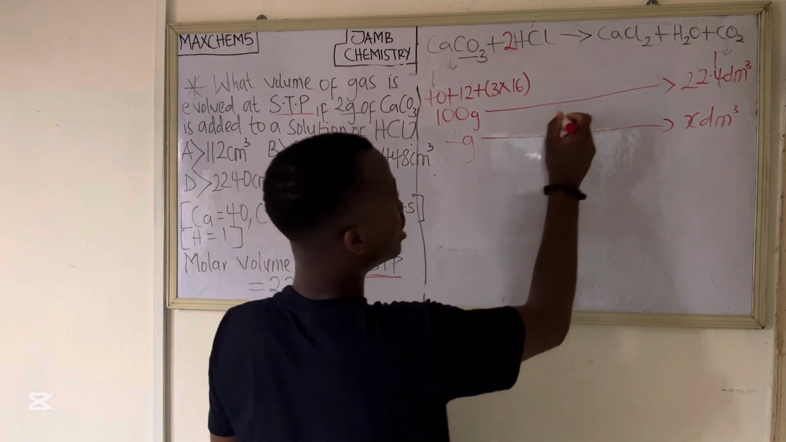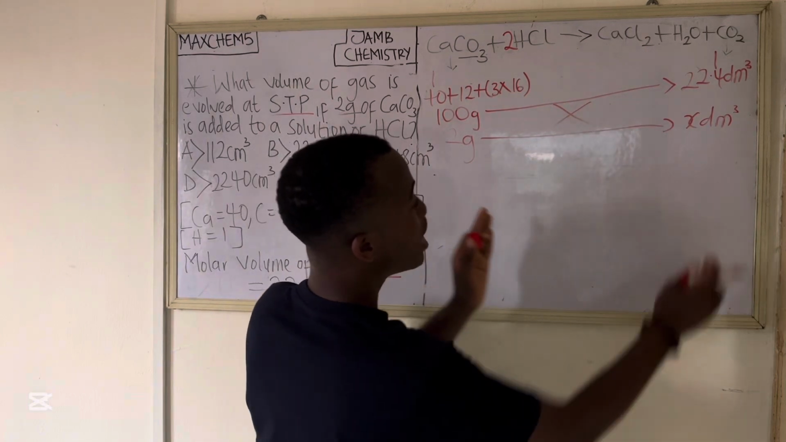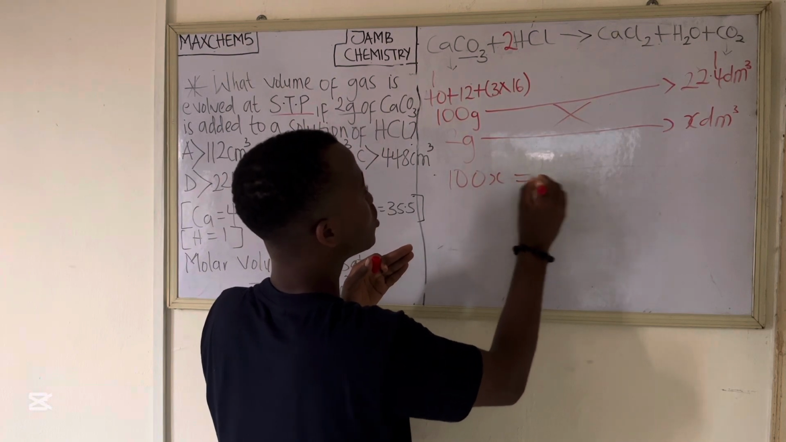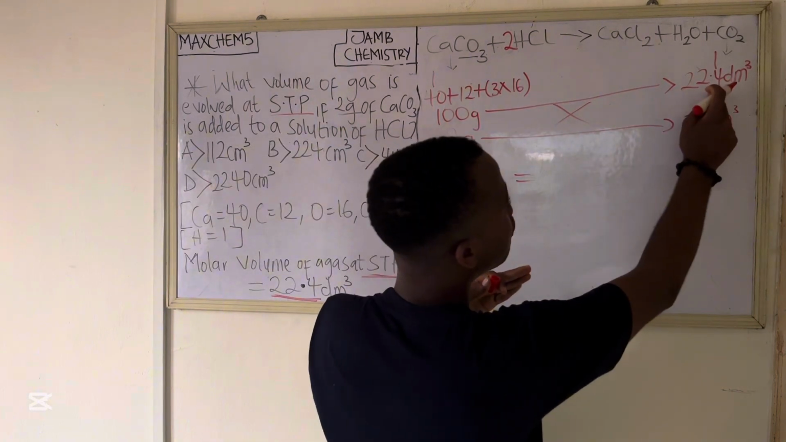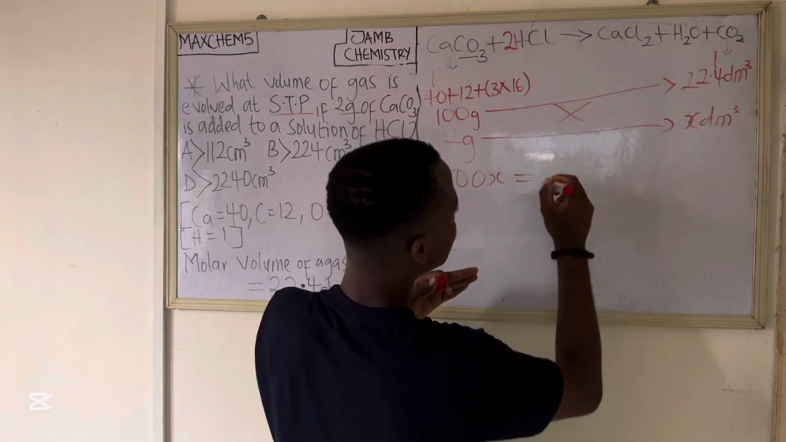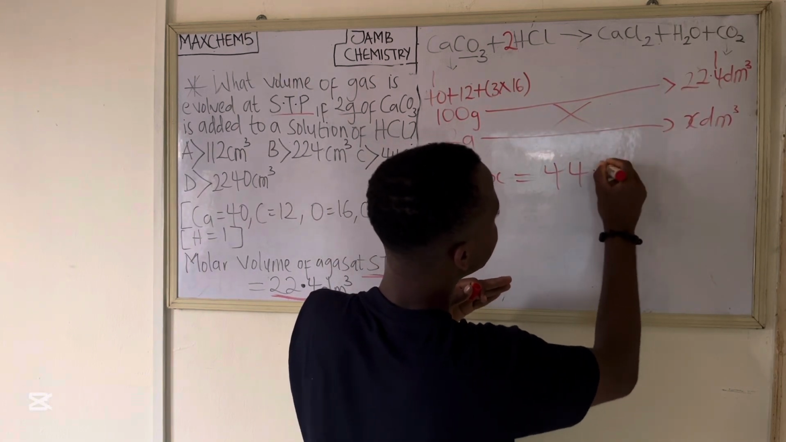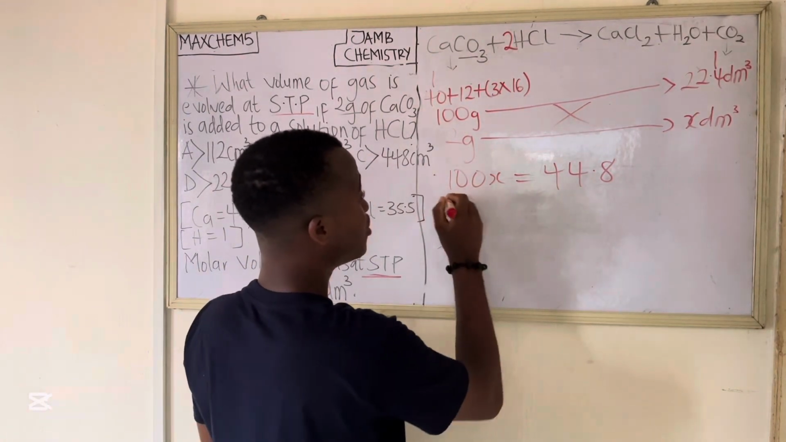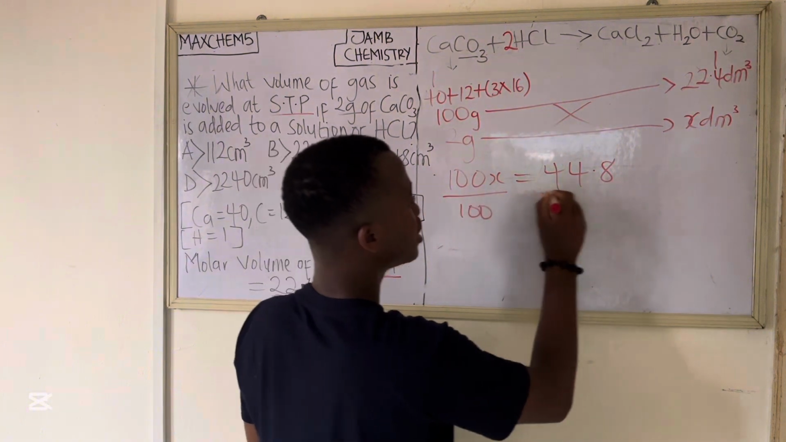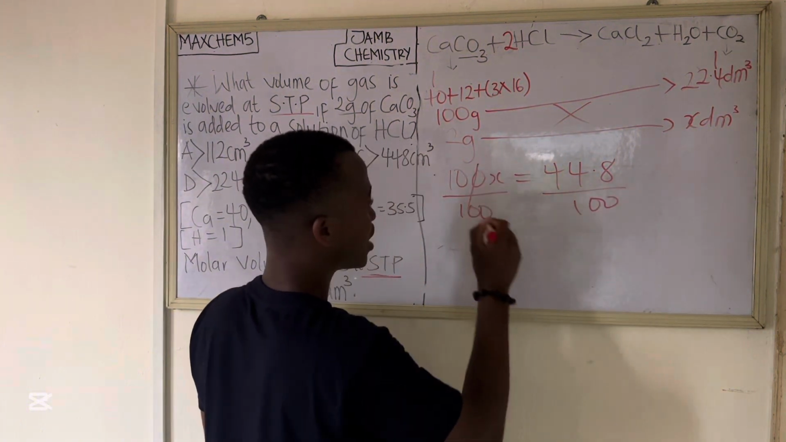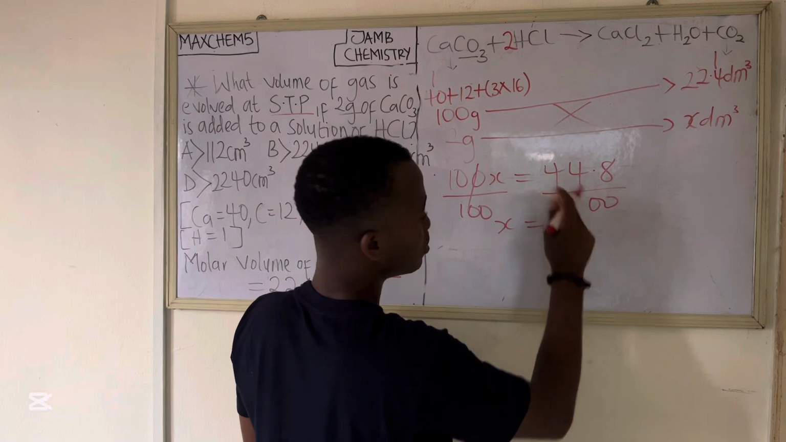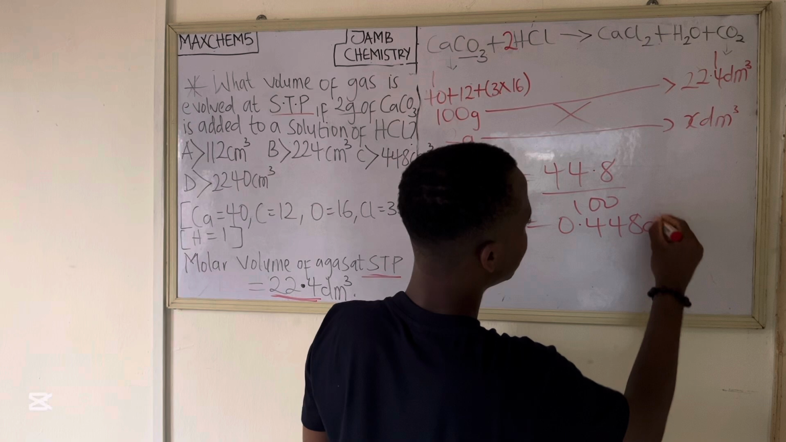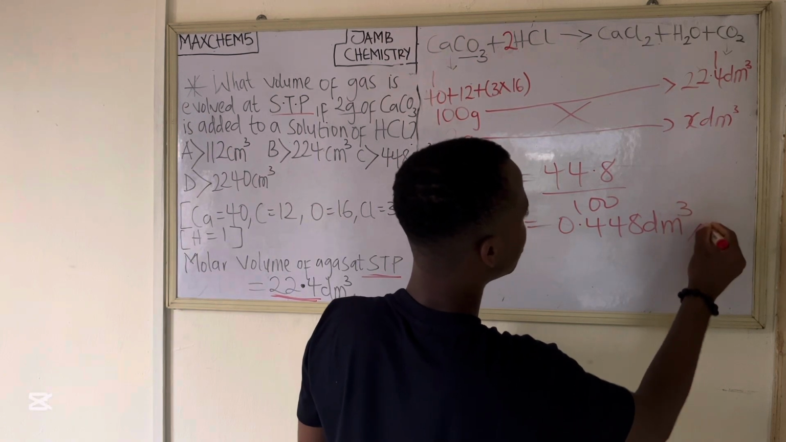The next thing to do here is to cross multiply. So X will multiply 100. So we have 100x is equal to 2 grams multiplied by 22.4. 2 multiplied by 22.4 gives us 44.8, right? The next thing is to calculate the value of our x, so we divide both sides by 100. So 100 will cancel 100. So our x is going to be what? If you divide this, you should get 0.448 dm cube, right?